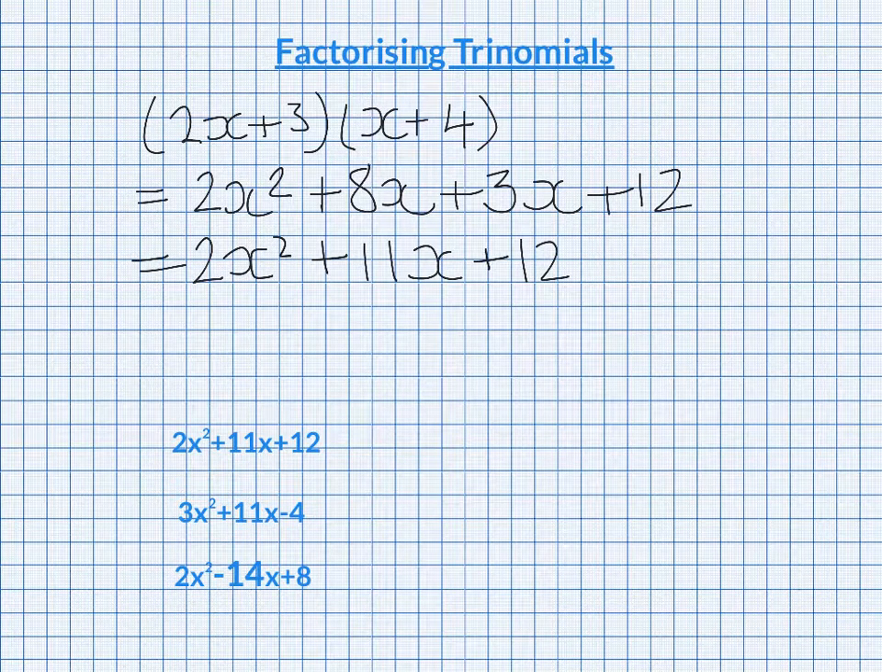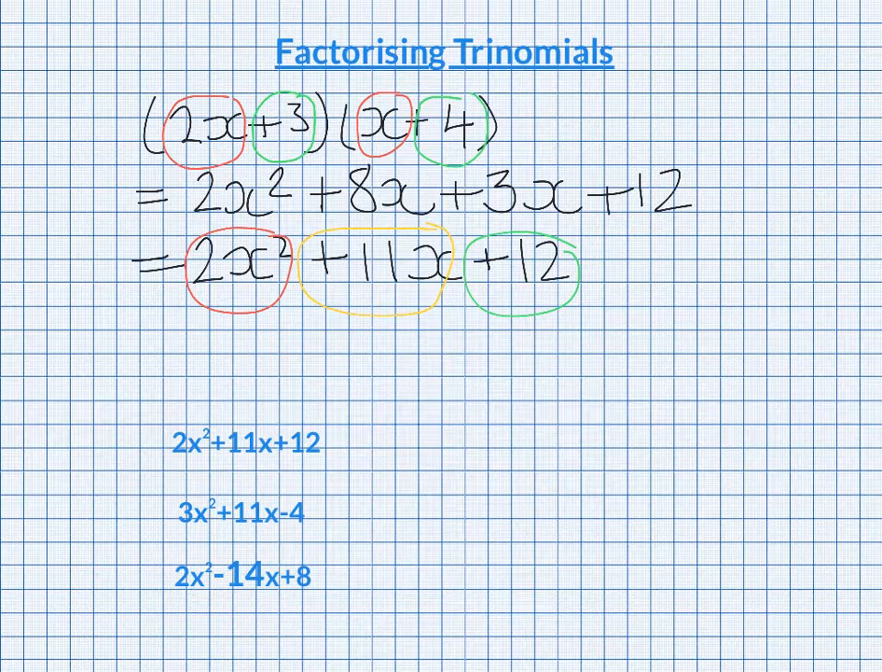Now, at this point, we're going to think about where these numbers came from. What we want to be able to do is go from this to here. Now the first term is easy enough to see where we got that from. That was from multiplying 2x times x. The last term, positive 12, I got by multiplying the plus 3 by the plus 4. The middle term is the one that's trickier, and that's the one that we've got to try and find.